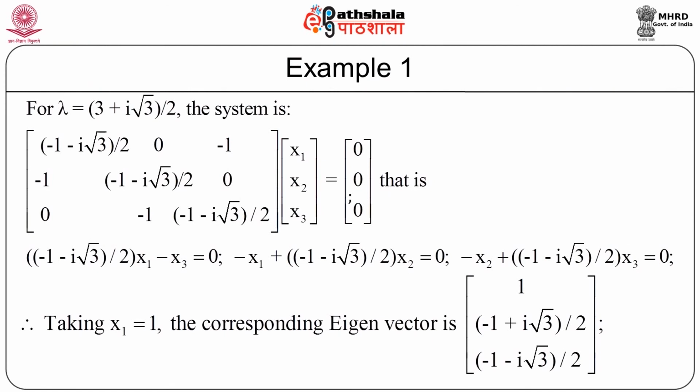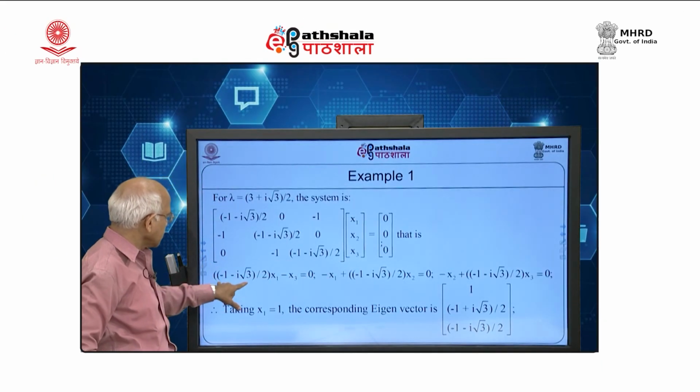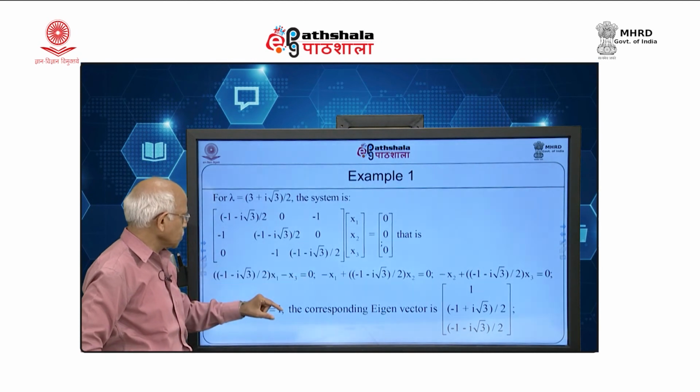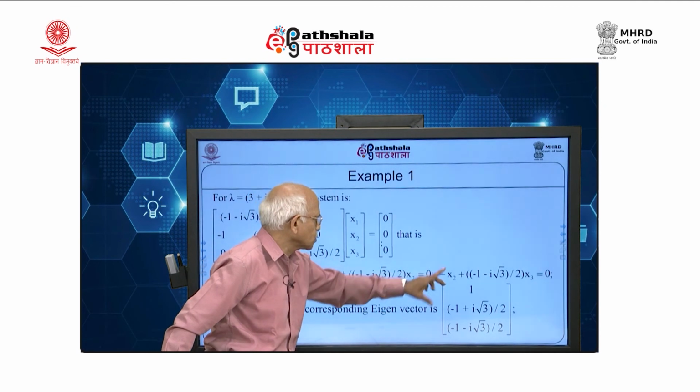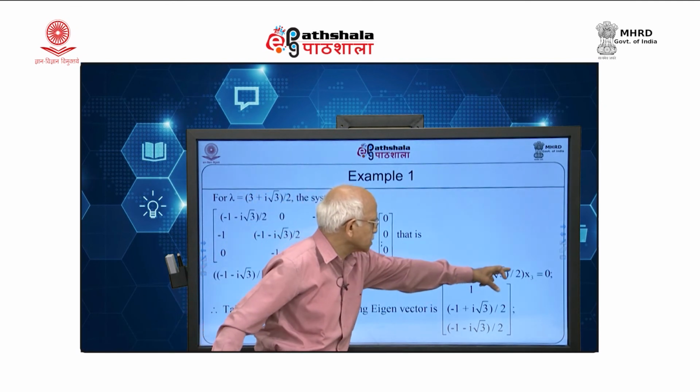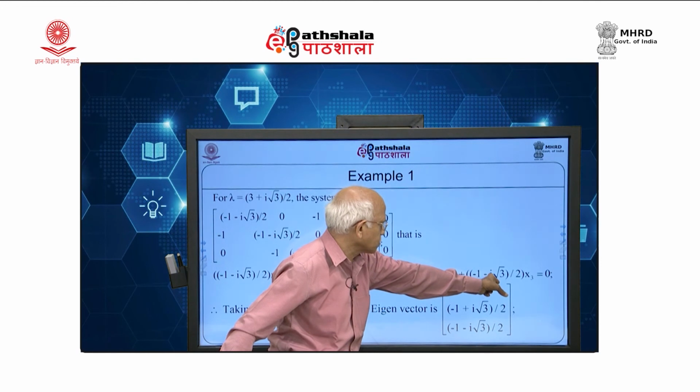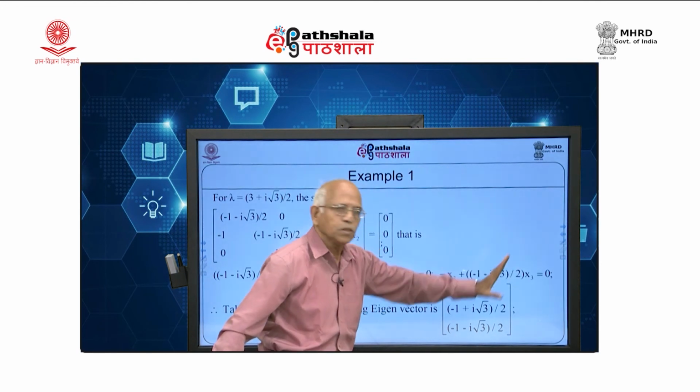For lambda equal to 3 plus I root 3 by 2, the system will become this. Now, I am subtracting this from the diagonal elements, which are 1 1 1. So, 1 minus the eigenvalue will give me these values here. If I again take the matrix multiplication, I will get x 1 minus x 3 equal to 0, or minus x 1 plus minus 1 minus I root 3 by 2 x 2 equal to 0, and minus x 2 plus minus 1 minus I root 3 by 2 x 3 equal to 0.